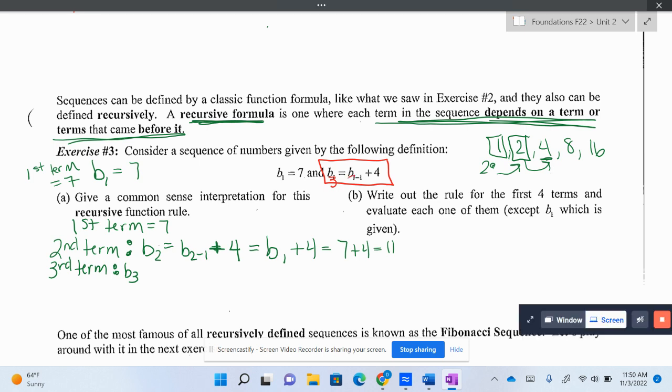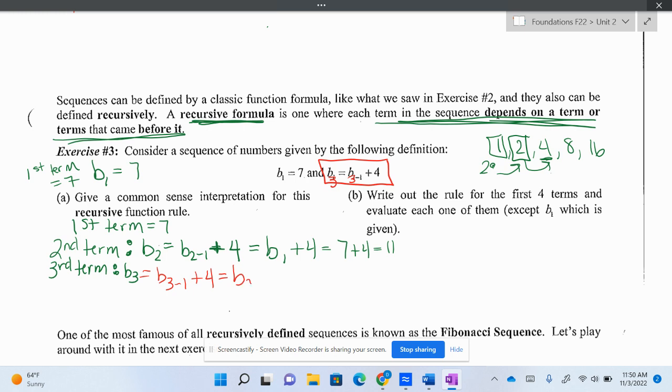So you take the third term equals b to the 3 minus 1 plus 4. But what is 3 minus 1? So it really says take b to the 2, b to the second, the subscript of 2, and add 4 to that. But what is the second term? 11 plus 4, which is? So every time you'll be adding 4. That's what this is saying. Every time you're going to add 4.